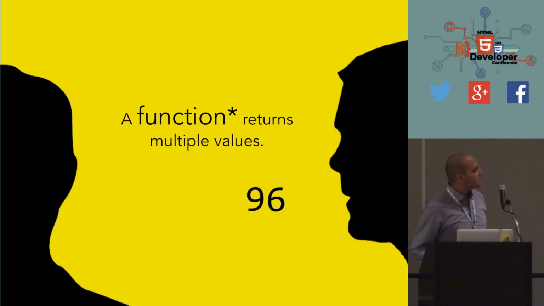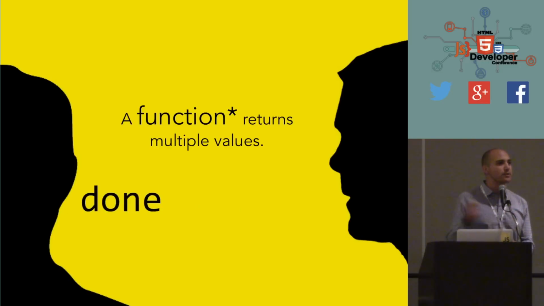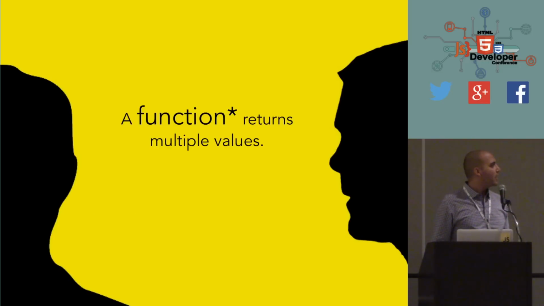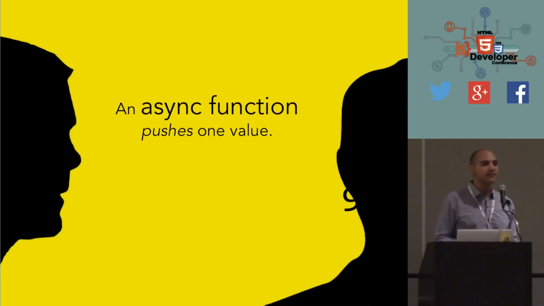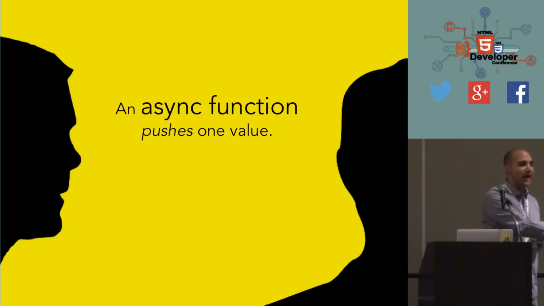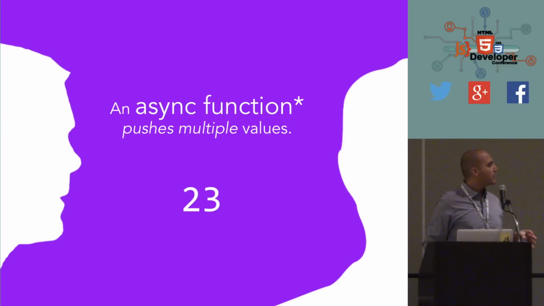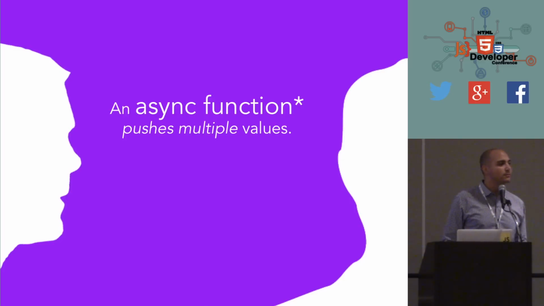So if a function star differs from a function because it returns multiple values, an async function differs from a function because it pushes its value instead of pulling it out. I submit that an async function star pushes multiple values. What pattern does that? The observable. The observable pattern that I showed you earlier. That's the pattern that pushes multiple values. It's basically the asynchronous, the symmetrical equivalent of an iterator.